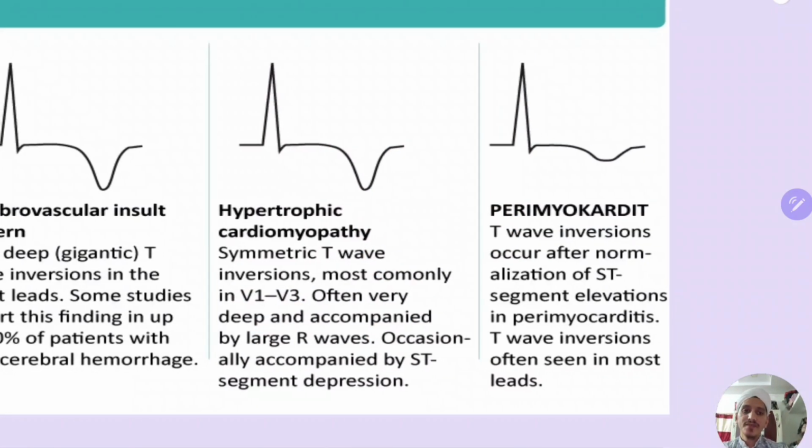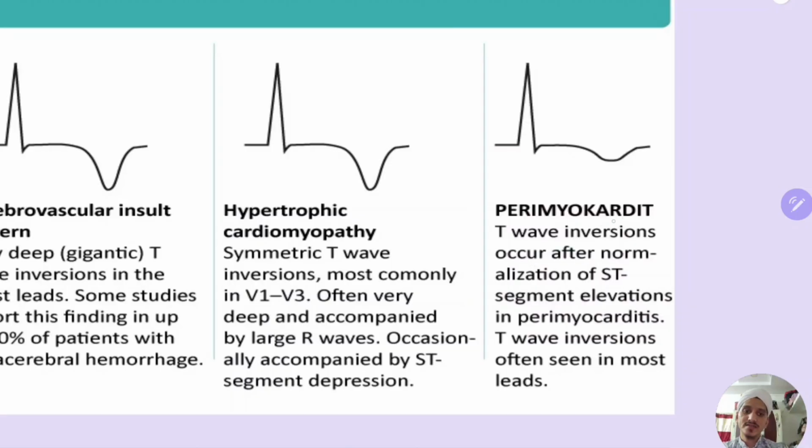Okay, last one we should see. So this is perimyocarditis, nothing but pericarditis or myocarditis. Whenever there is inflammation of the heart muscle, T wave inversions occur after normalization of the ST segment elevations in perimyocarditis. T wave inversions are often seen in most leads. This is important. As you know, when there is pericarditis, there will be ST segment elevation.